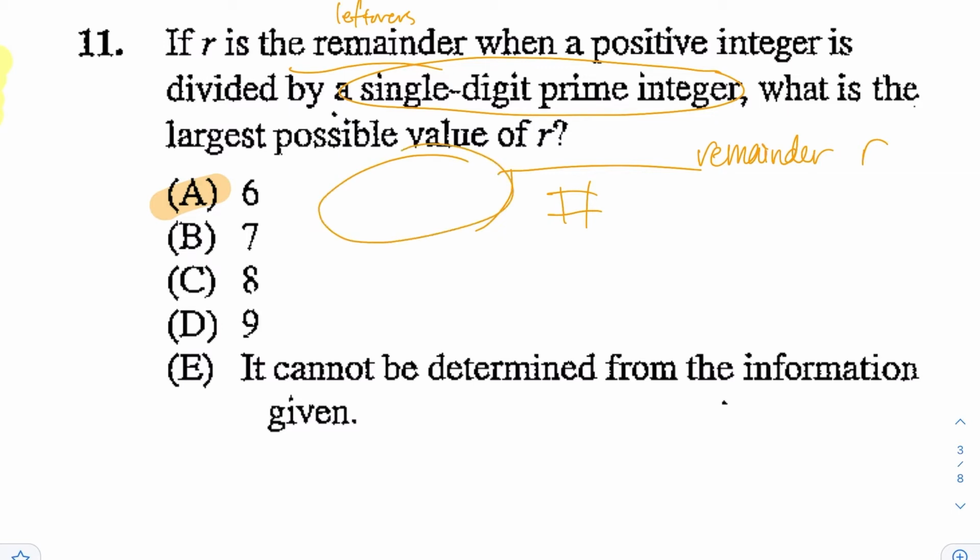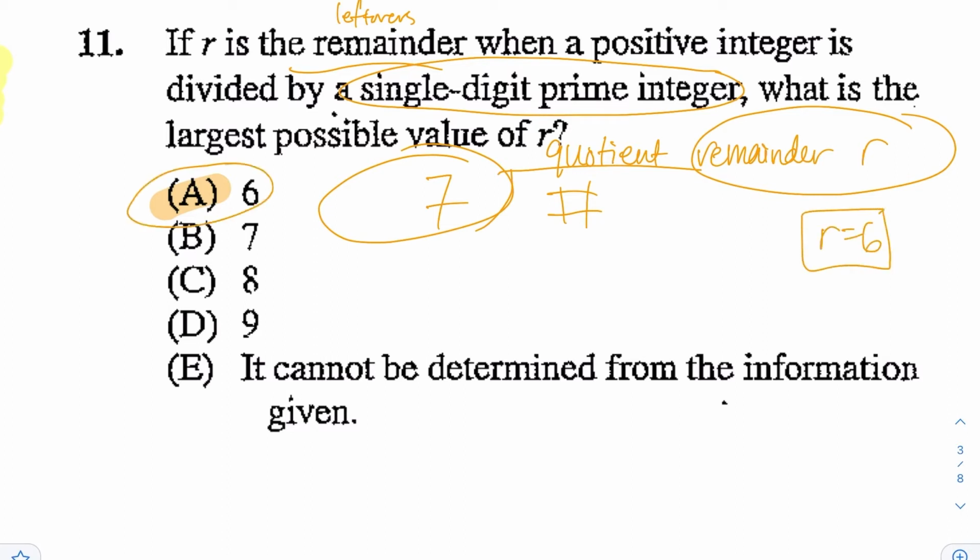So the biggest single-digit prime number is 7. So when we have some number divided by 7, you'll have some quotient and the remainder. Now, the biggest remainder you can have if you're dividing by 7 is a remainder of 6. You can't have a remainder of 7, because if you have a remainder of 7, then you have to add 1 to the quotient. That's a whole.